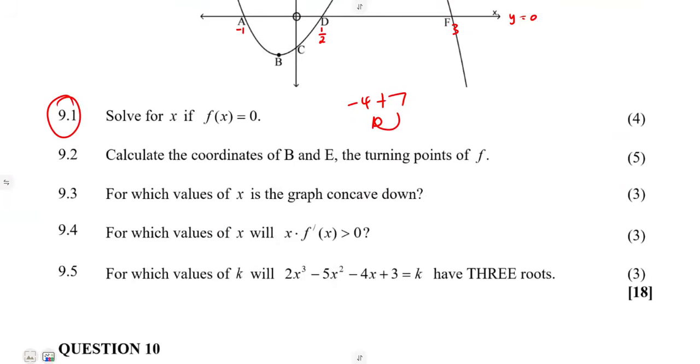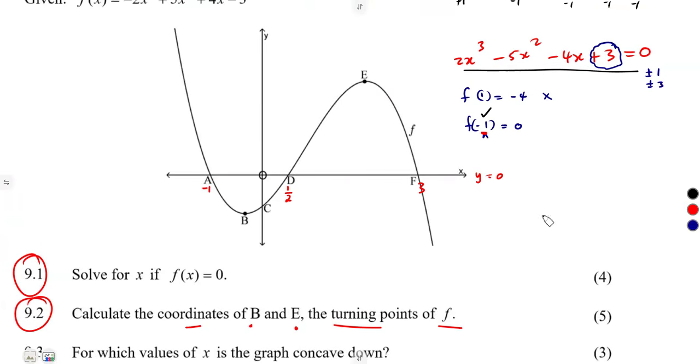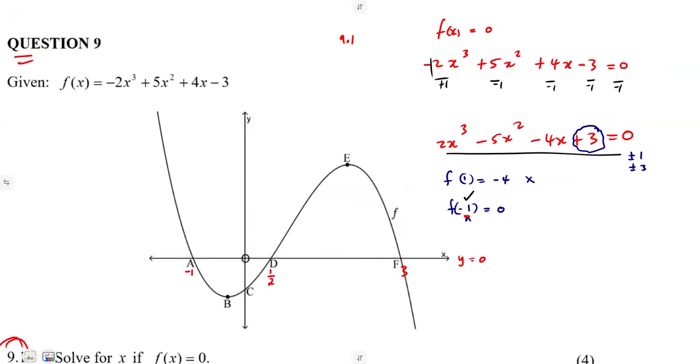All right. Anyways, let us see what we are given here. 9.2, calculate the coordinates of B and E, the turning points of f. All right. So for the turning points, we can apply the derivative, guys, for us not to waste our time. This is where we've got B and E. And those are turning points. So we do understand that at the turning point, the condition is about what? The first derivative, all right? That is the condition of our turning point to find our B and E. The condition there is about the derivative.